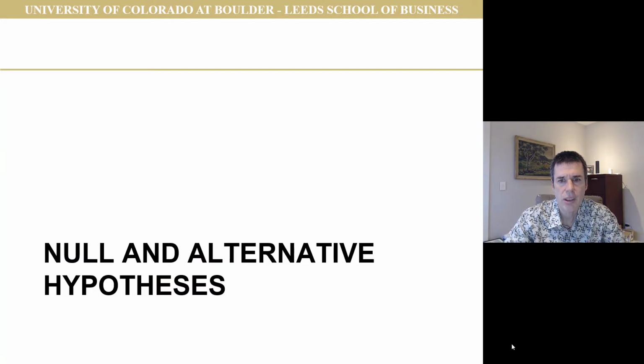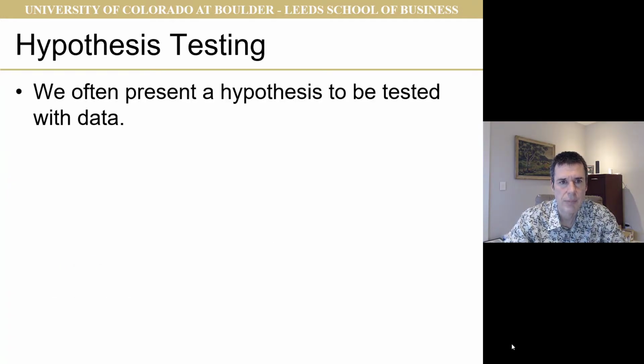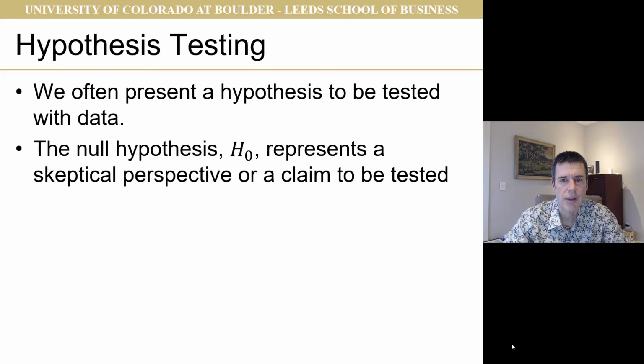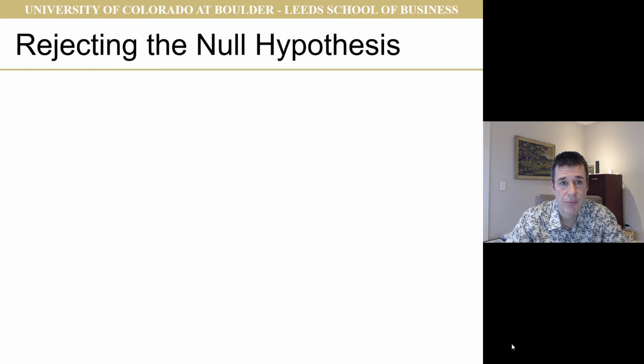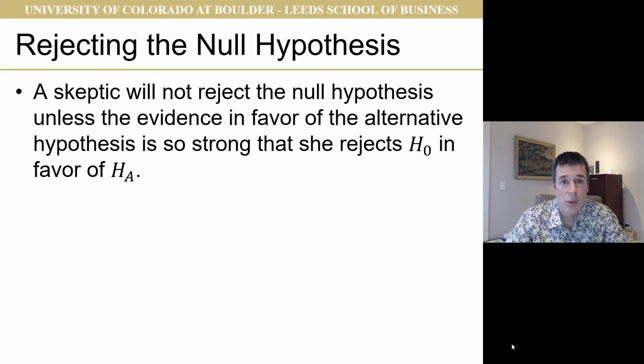So first, we have null and alternative hypotheses. We often present a hypothesis to be tested with data. The null hypothesis, H0, represents a skeptical perspective or claim to be tested. The alternative hypothesis, HA, represents an alternative claim under consideration. It's often represented by a range of possible parameter values. Now, a skeptic will not reject the null hypothesis unless the evidence in favor of the alternative hypothesis is so strong that she rejects H0 in favor of HA.